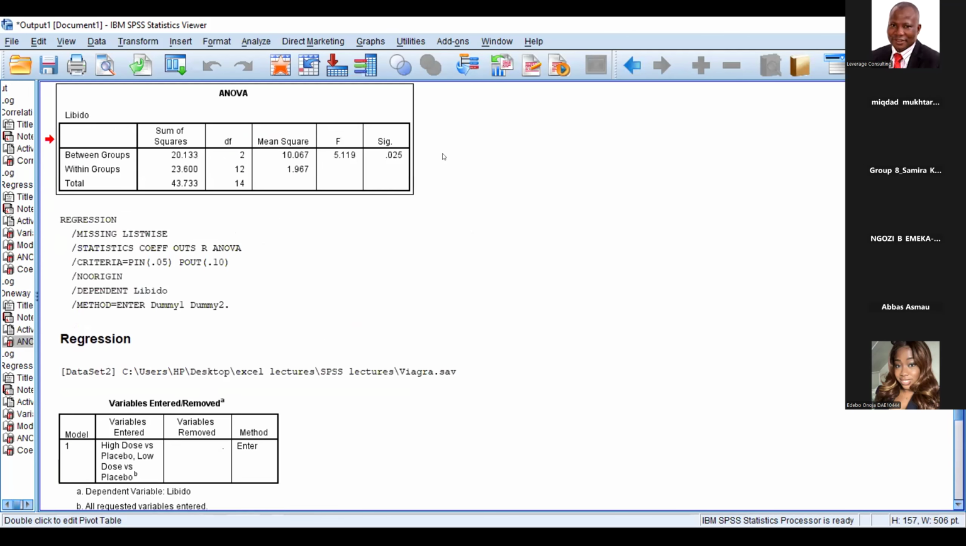Okay, don't worry, it's okay. You will see. Can you see? This is the ANOVA. You see the sum of squares. Can you see the value? 20.133 between group, 20.123 within group, 23.6 total, 43.733. Now scroll to the second table, the ANOVA table of the regression.